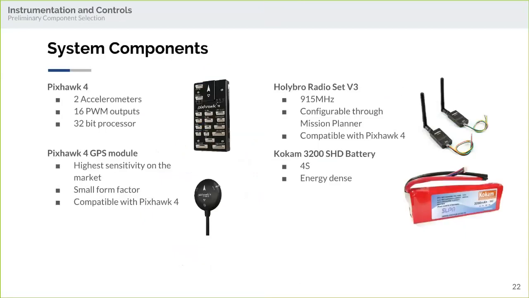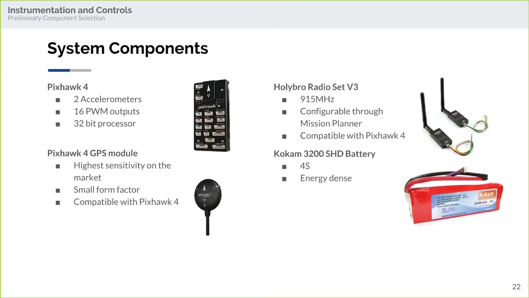What's special about the Pixhawk 4 is that it has 2 accelerometers, 16 PWM outputs, and a 32-bit processor. It's simply the best flight controller on the market that you can buy. And so by spending money on this system, we save ourselves a lot of time in terms of setting up our own environment to control our aircraft and a lot of compatibility problems.